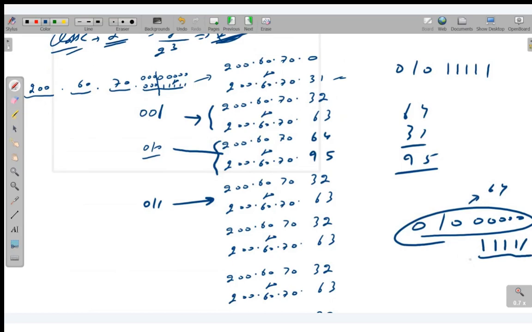64 plus 31. The seventh digit, counting from the right-hand side, is 1. Is it 64? Yes. Seventh digit: 1 followed by 6 zeros is there, right? 1 followed by 6 zeros is the seventh digit 1, right? Is it okay? Yes sir.